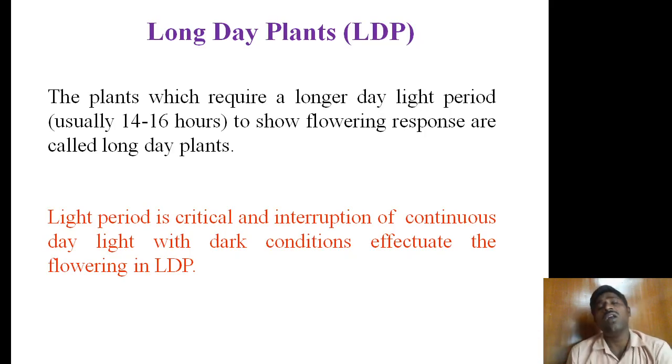Next, long day plants, generally abbreviated as LDPs. The plants which require a longer daylight period, usually more than 14 to 16 hours, to show the flowering response are called long day plants. That means these long day plants generally flower during long days, particularly the summer period. The light period is critical, and interruption of continuous daylight with dark conditions still effects flowering in LDPs. That means there is no problem in providing darkness within the daylight period.